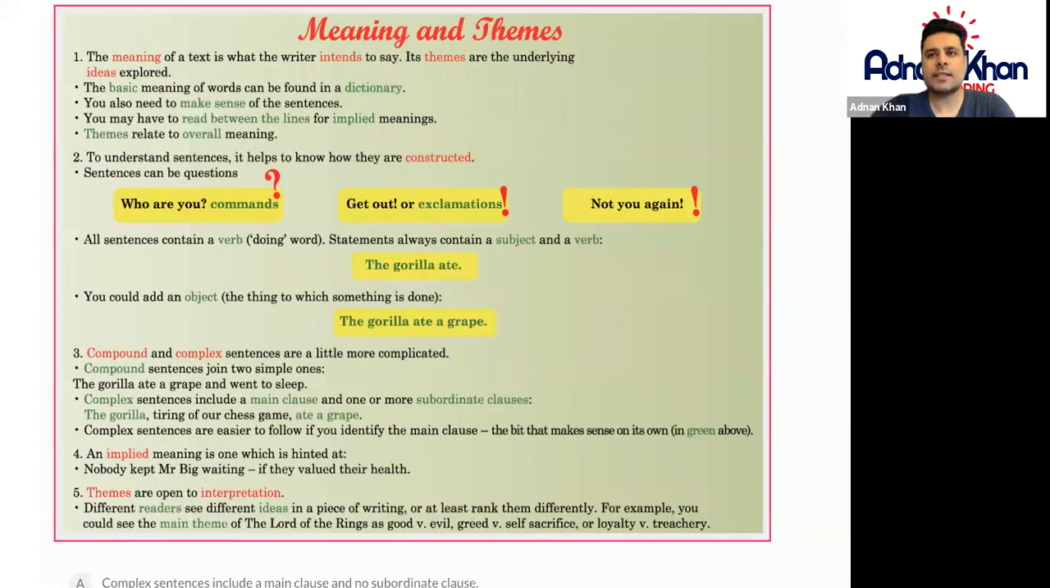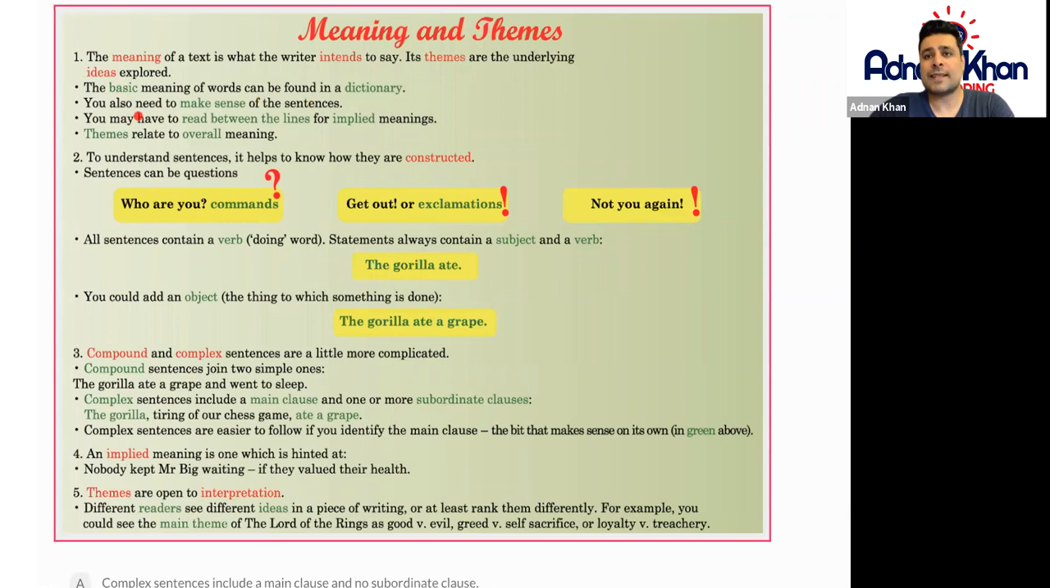In this particular lesson, we're looking at meanings and themes within English language. So let's just read this text together. The meaning of a text is what the writer intends to say. Its themes are the underlying ideas that are explored within the text. The basic meaning of words can be found in a dictionary.